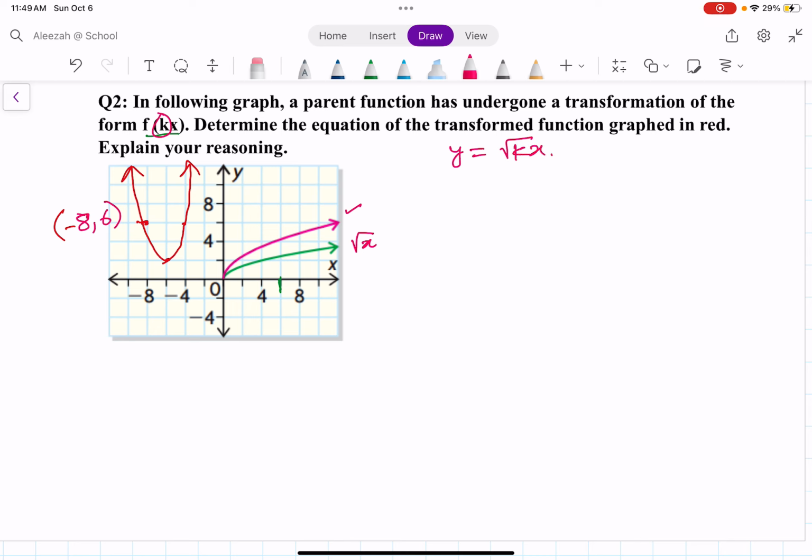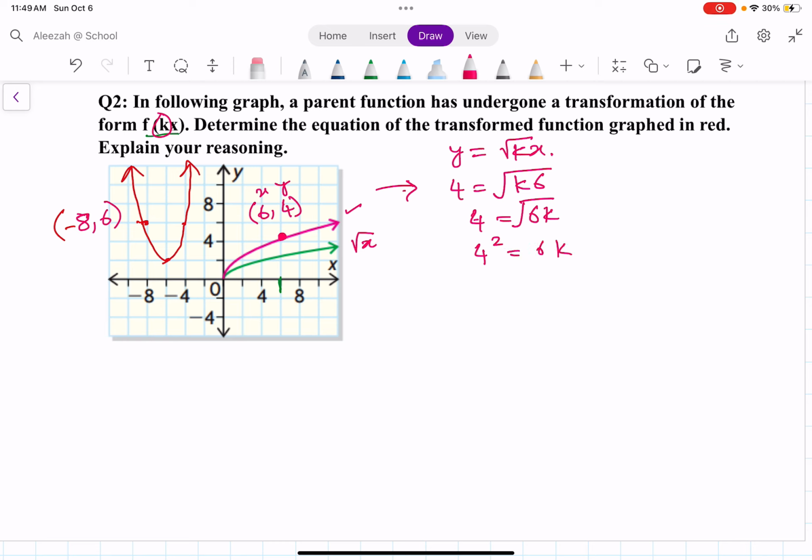So the equation will be y equals square root of kx, right? Now to find the value of k, you take any point on the function. If you take that point here, you can see that x is 6 and y is 4, right? So this is my x, this is my y. I plug into the function, so it becomes 4 equals square root of 6k. To find k, I have to square both sides.